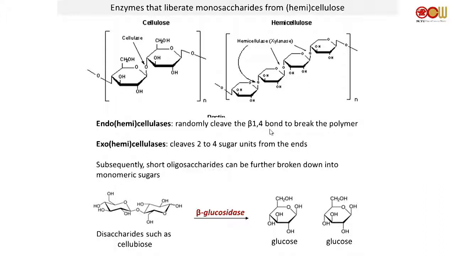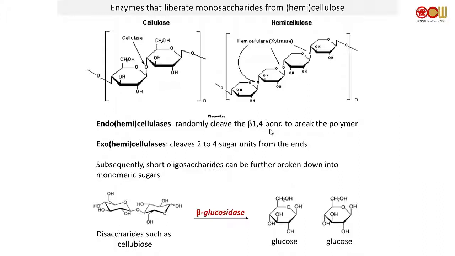Now, your cellulases, there are various kinds, different types of cellulases, but primarily you can break them down into endo and exo, just like your endonuclease and your exonuclease. An endocellulase will randomly cleave your cellulose fiber and break it down into smaller pieces. And then you have exocellulases that will chew them from the outside in, and that will degrade them into a dimer or a tetramer of sugars. Subsequently, these short oligosaccharides, these dimers or tetramers, can then be further broken down into monomeric sugar.